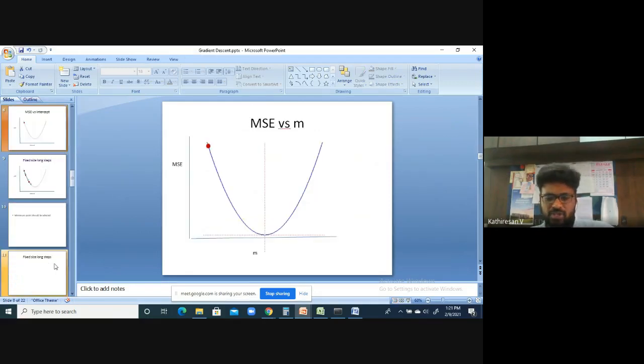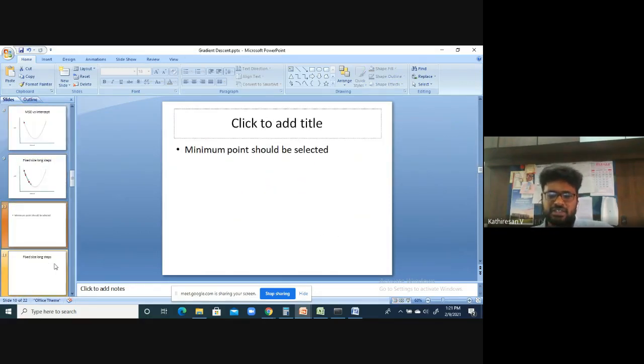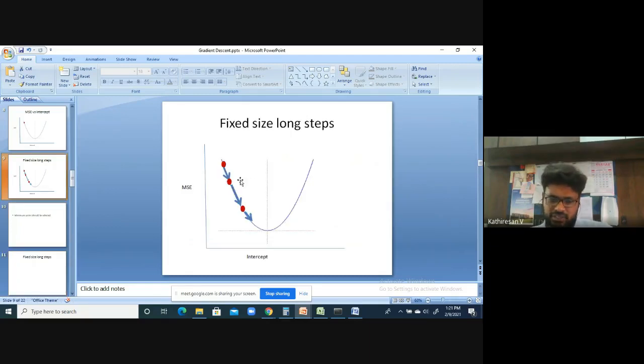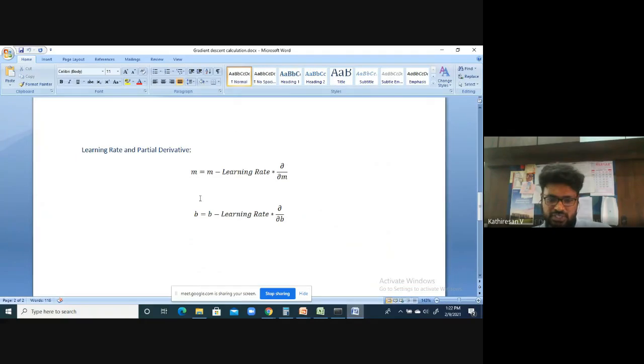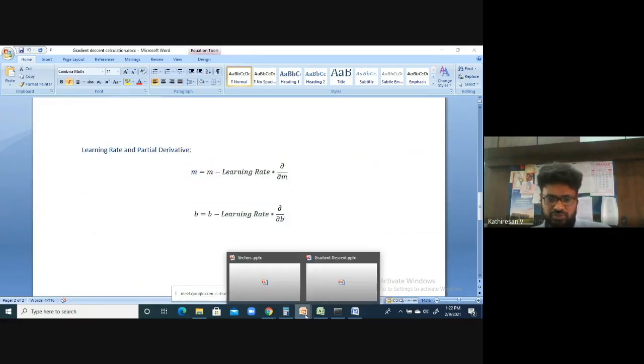So now we have to identify the direction in each and every step. In the first step, this is iteration 1, this is iteration 2. So the formula we are using is with respect to m and with respect to b. I'm showing this to you.